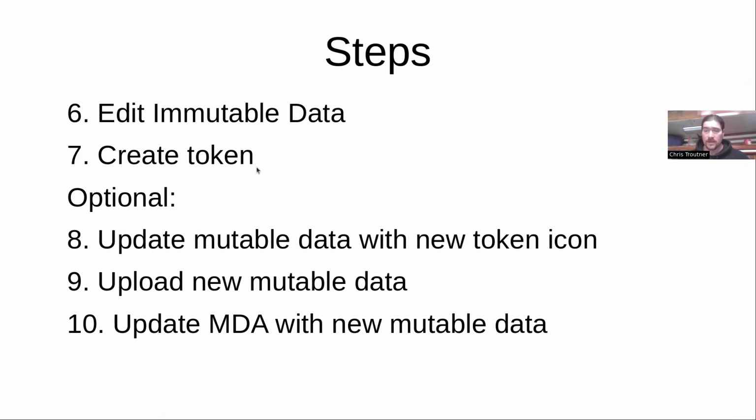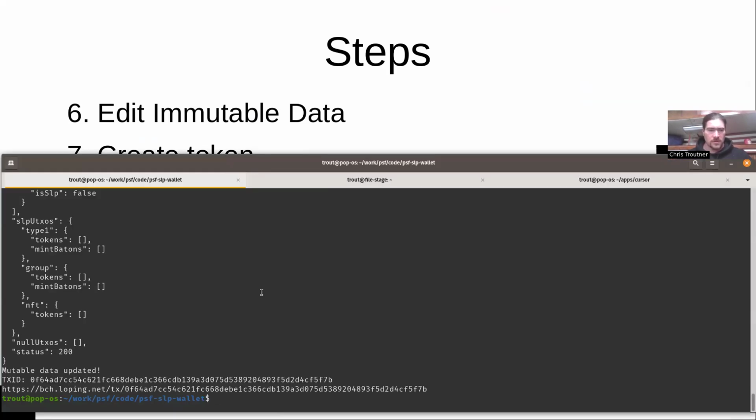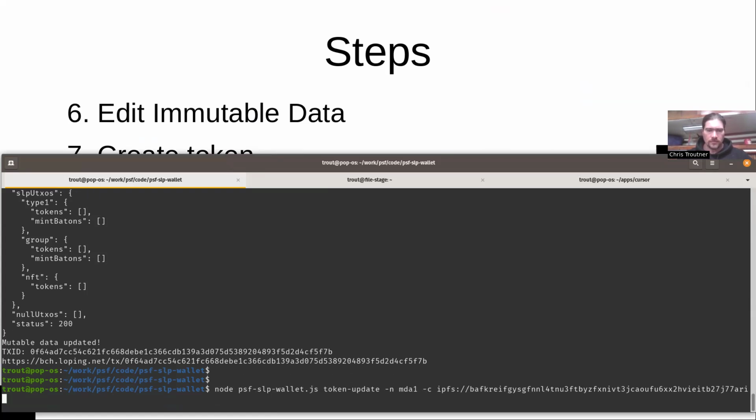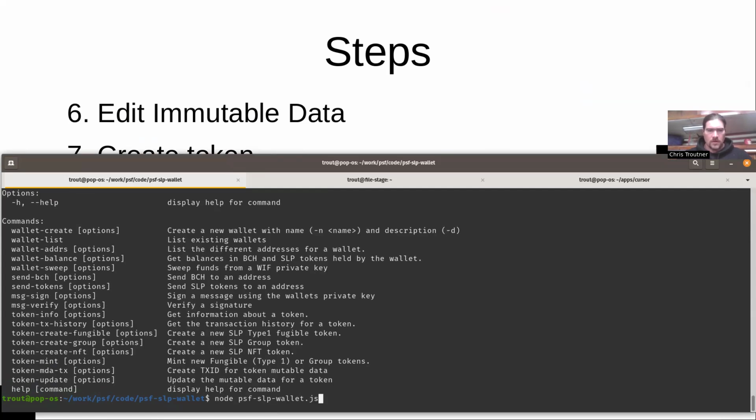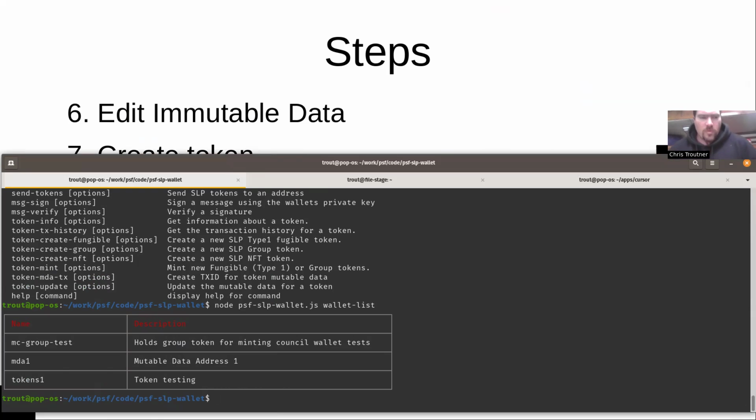So now everything's done, and we can use that same command we used at the end of part 1 to create a new token. But now we have the information we need to attach all this data to the token. So with the wallets, I have the mutable data address, and I'm going to leave that alone. That's just for controlling the mutable data. What I'm going to do is create the token in this tokens one wallet. That'll actually hold the token, and that's a separate wallet from the wallet that controls the data.